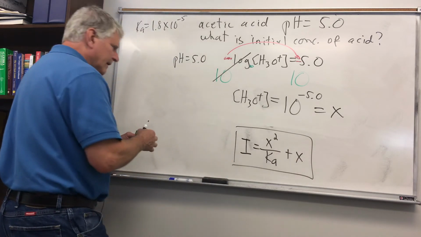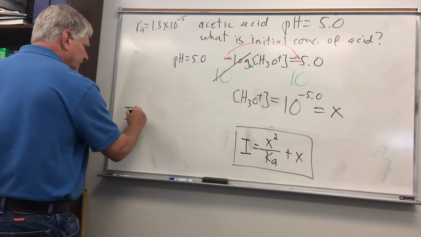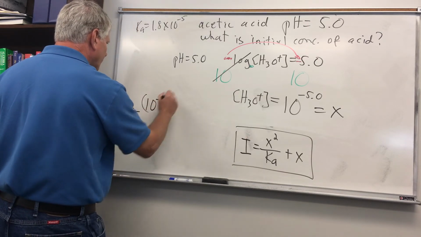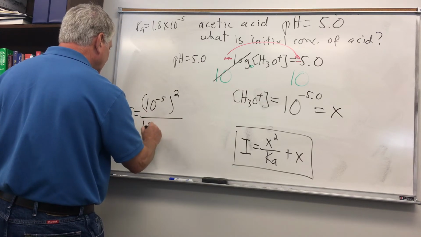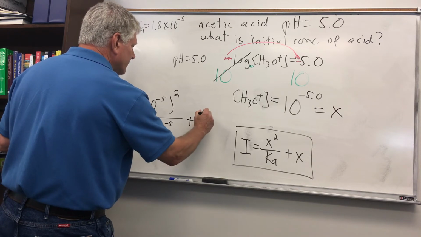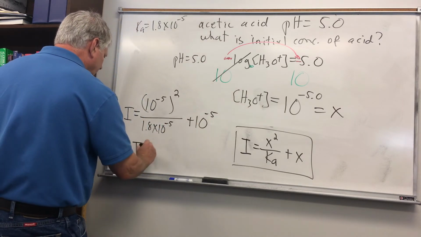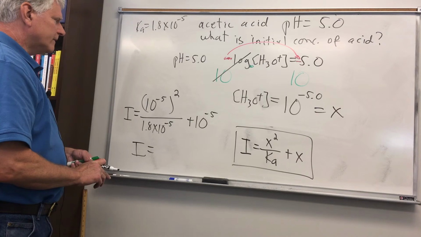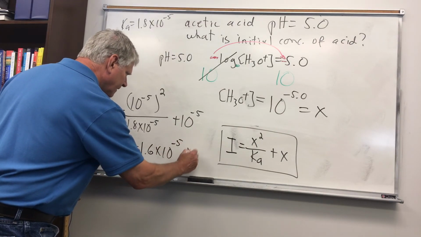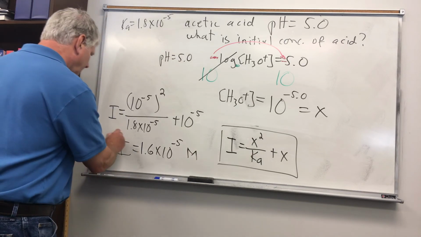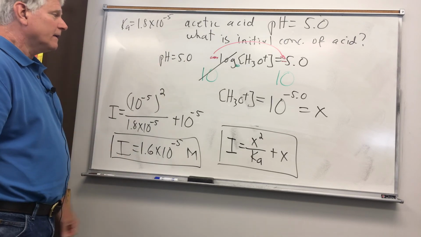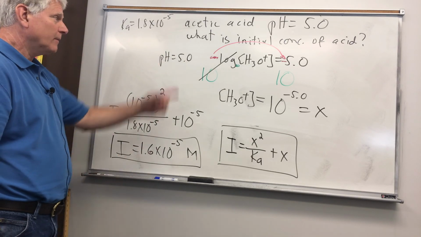So plugging numbers in, I'll get initial concentration is equal to 10 to the minus fifth squared over Ka plus X, which is 10 to the minus fifth. So that gives me initial concentration of 1.6 times 10 to the minus fifth molar. So that's the initial amount of acid that was added to the solution to give a pH of 5.